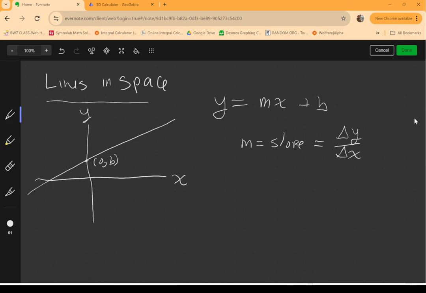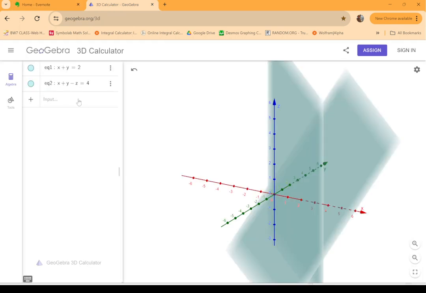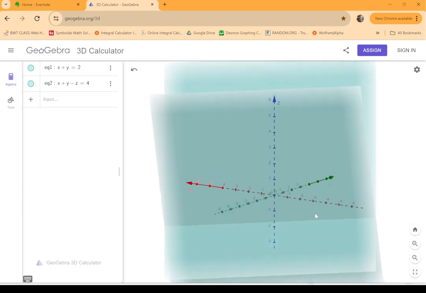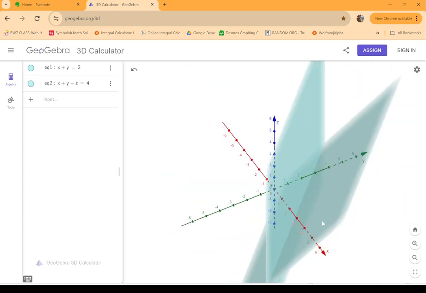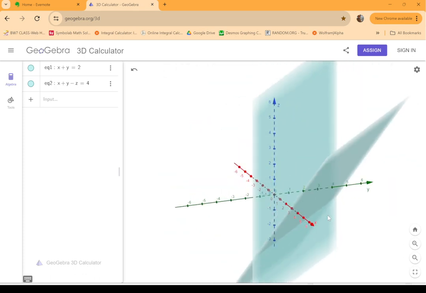Now, if we look at our 3D grapher here, what we have are just two examples of equations that are in linear form, linear in the sense that all the powers of each of these variables are 1. But their graphs themselves are not lines. Their graphs are planes. And in fact, this turns out to be true for any linear equation in 3D space with x, y, and z. The graph will always be a plane.